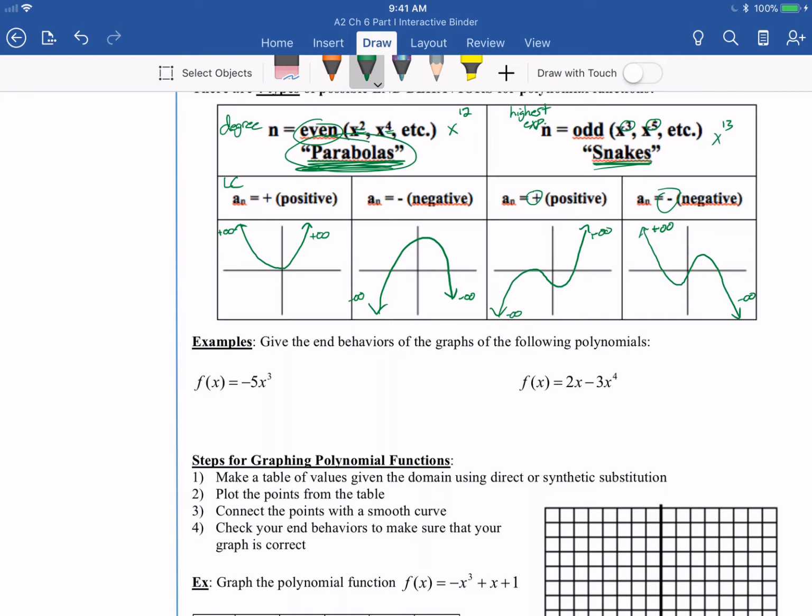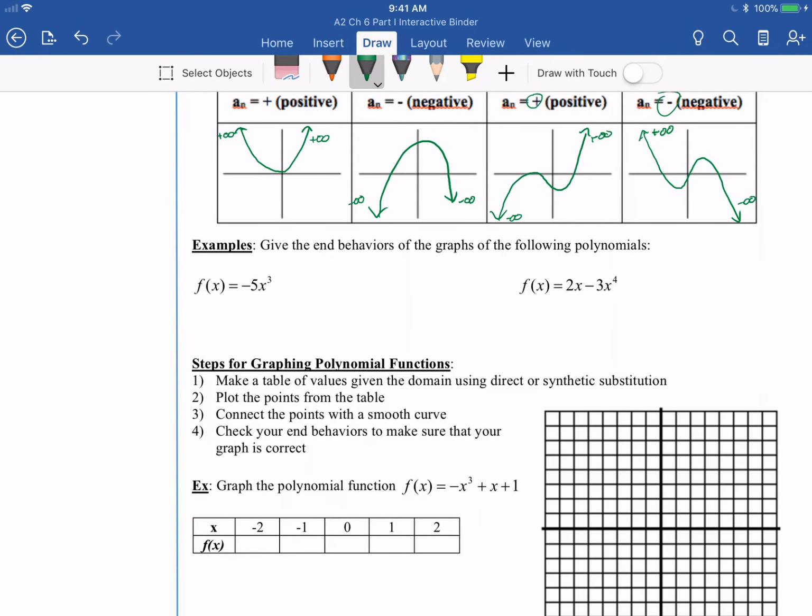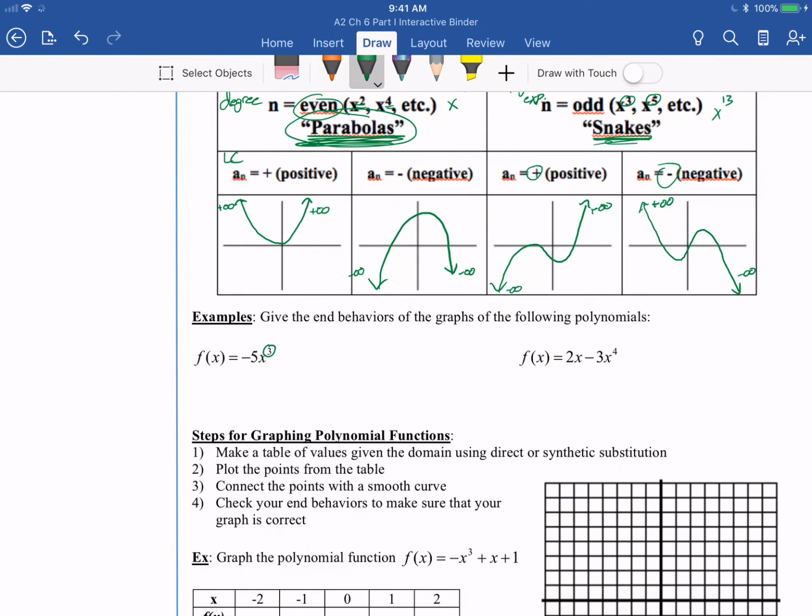All right, so here we go. It says give the end behaviors of the graphs of the following polynomials. If I look at this one, negative 5x to the 3rd, I look at that highest exponent that I see. That is odd, so I know that, hey, this is going to be a snake. And this 5 is negative, so I know that this snake is going to kind of look like this right here. I like to draw myself a little sketch, so I have some sort of graph that comes in like this. I suggest that you draw yourself some sort of sketch.